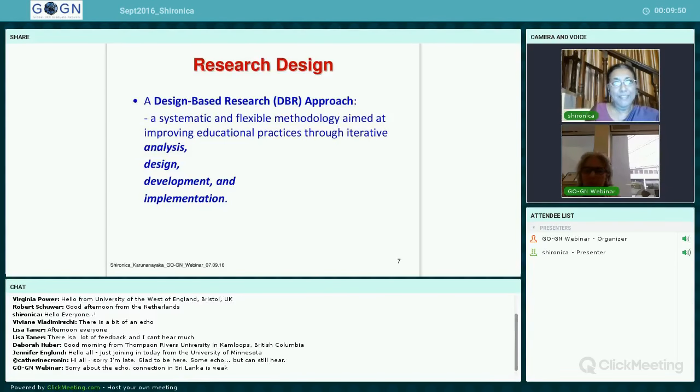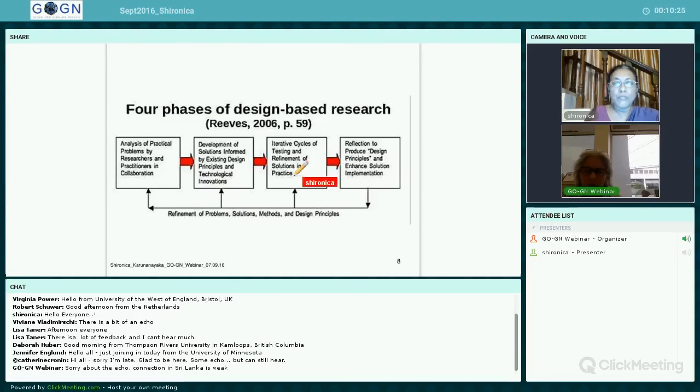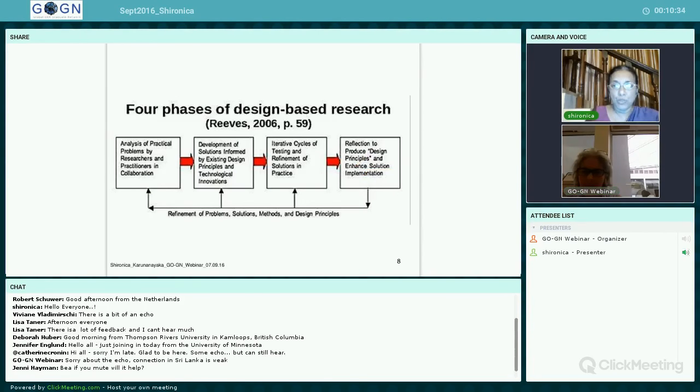Now, since our focus is mainly on practices of teachers, we were thinking about suitable methodology. We selected this research design, the design-based research approach. That is DBR, we call it DBR, which aims at improving education practices when it comes to real process. So I just would like to go through the stages, because our whole methodology was designed based on the DBR approach.